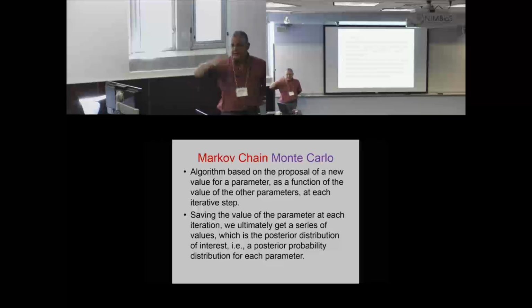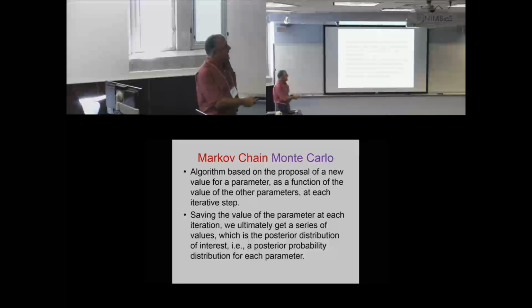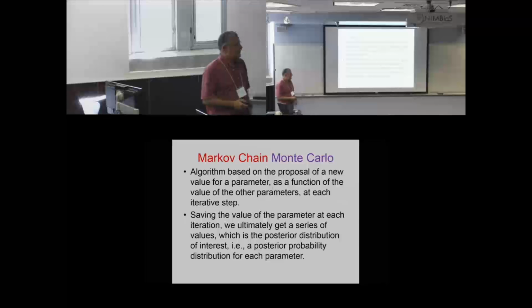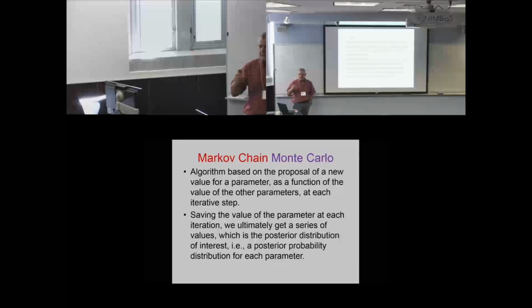So again, this is going to be a lot of iterations. And then you save the value of the parameter at each iteration, getting a series of values, which is the posterior distribution of interest. So you get a posterior probability distribution for each parameter. Okay. And we'll be looking at these in a few minutes once we start the computer exercise.